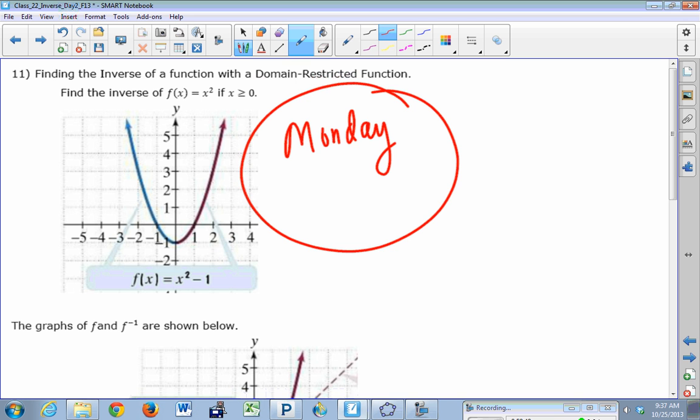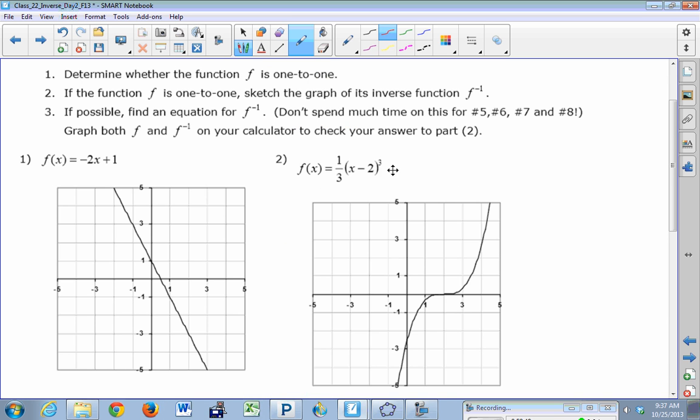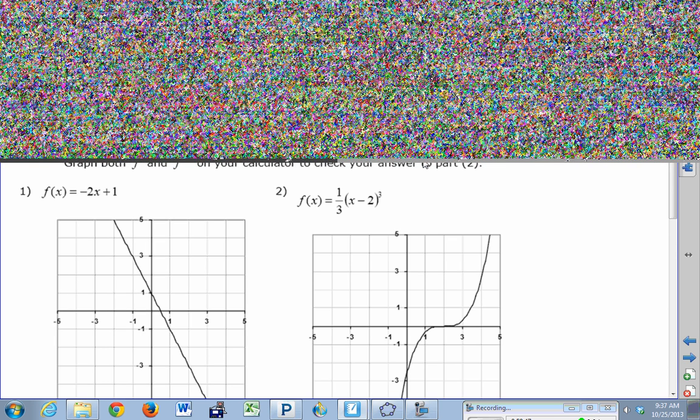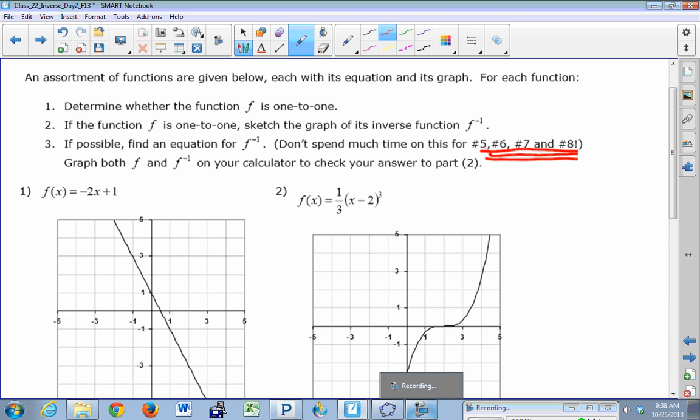Okay? So you have a bunch of inverse functions here that you're asked to find the inverse for. Please read the instructions here. Don't try to find the equation for the inverses for 5, 6, 7, or 8. They're very time intensive. You want to determine first of all whether the function is one-to-one. What if you draw a horizontal line test through one of these and it's not one-to-one? Do you continue on to try to find its inverse? No. I'm just interested in the inverse function right now.